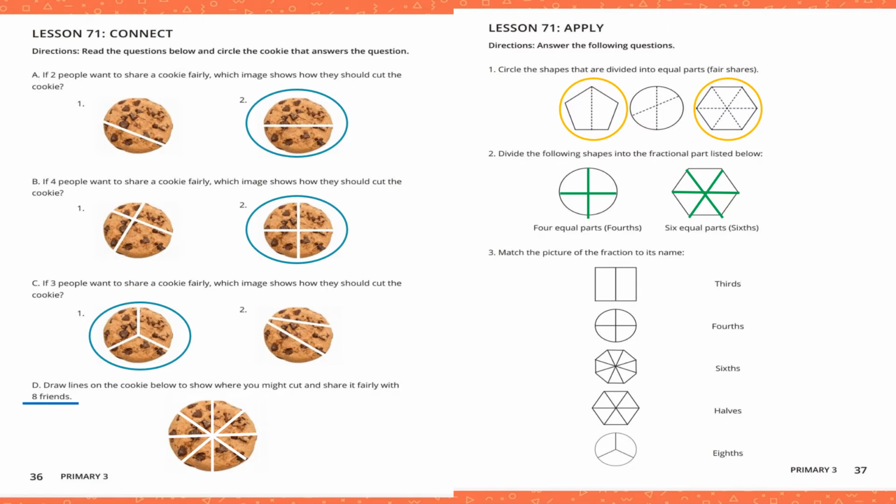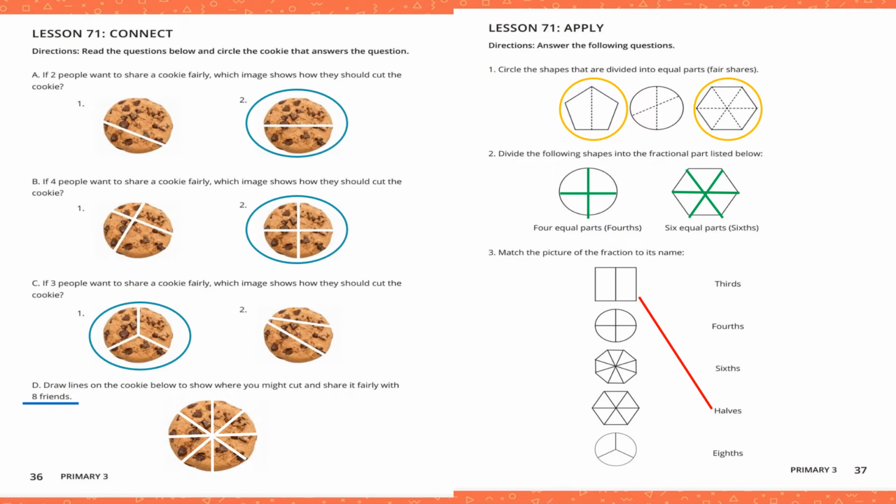Number 3, match the picture of the fraction to its name. The first picture here, I have 2 parts. So 2 parts in fraction is called what? We said before half and half. So I have here two halves. Yes. The second picture, I have a circle here. It's divided into four equal parts. Four equal parts. It means what?